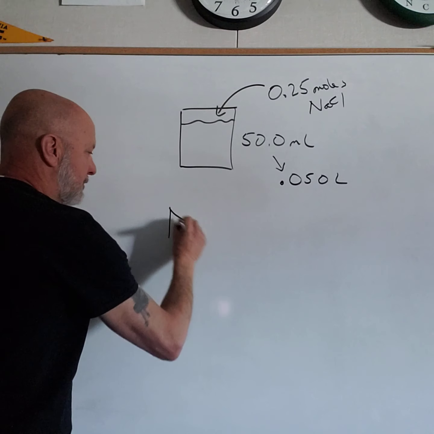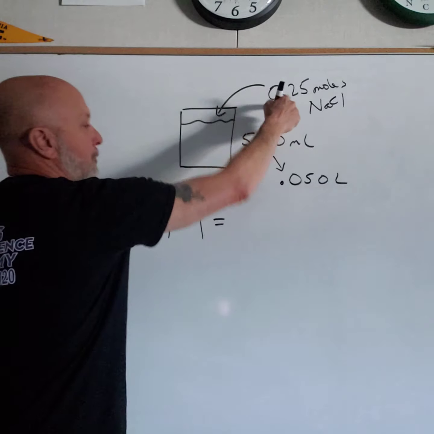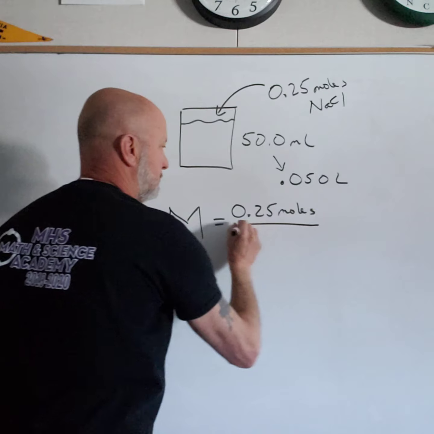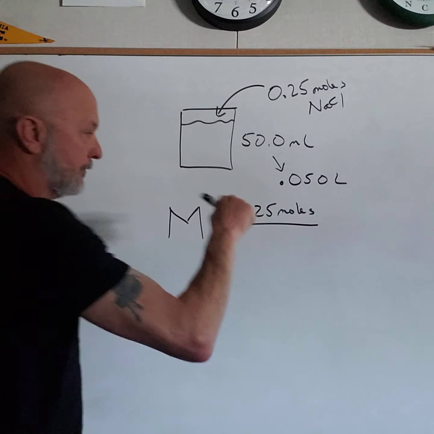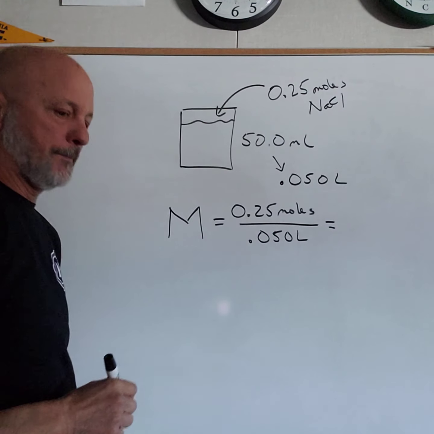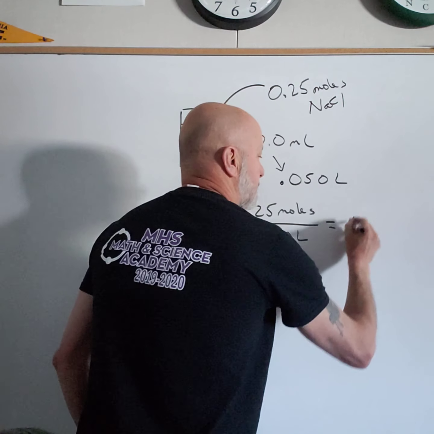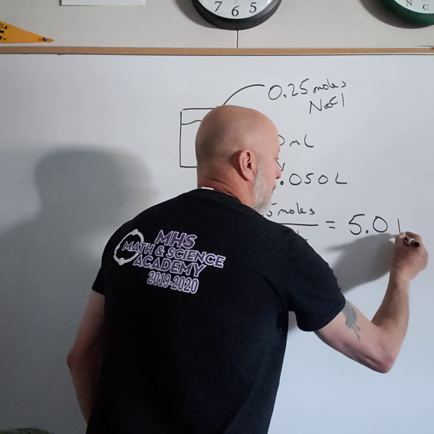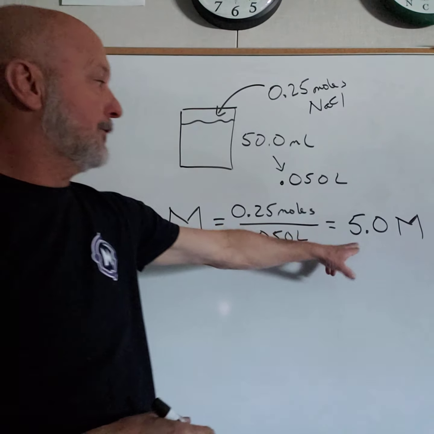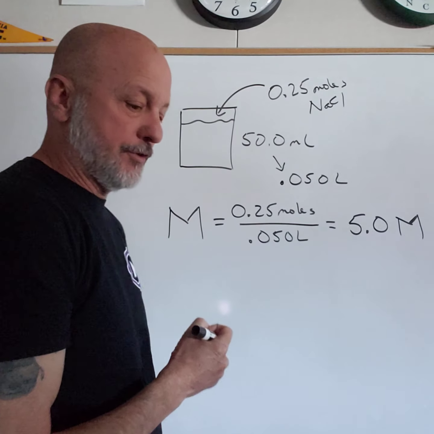So the concentration equals the moles. I added 0.25 moles, divided by the volume, as long as I've changed my volume to liters. If you divide that out, it comes out to 5.0 moles per liter, or molar. So it's a 5 molar solution. That's pretty concentrated. That's very salty salt water.